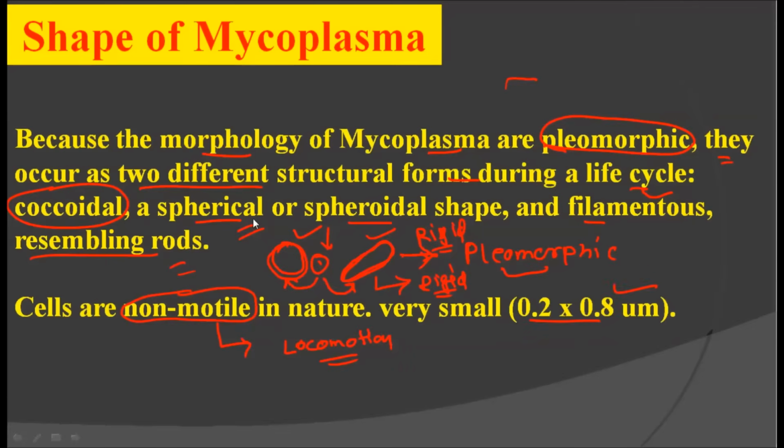So in the shape of mycoplasma, we have seen that the mycoplasma shows two types of structure in one life cycle. One is the spherical, the other is the rod shape. The cells are non-motile and very small in size. Plus, they are pleomorphic because they show different shapes in a single life cycle.